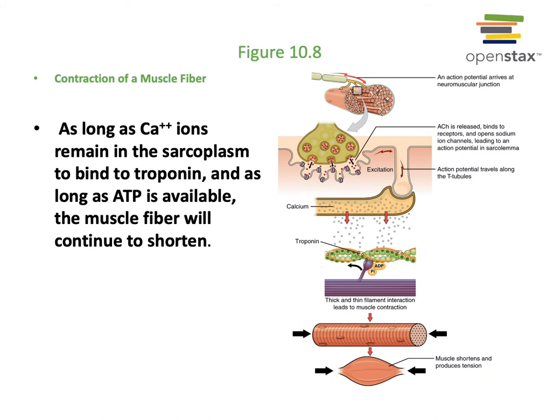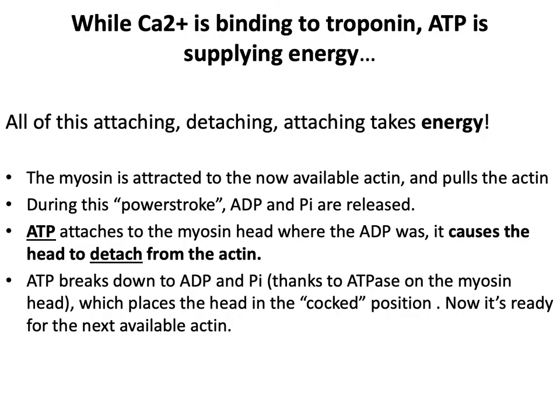So, let's say that the action potential has stopped. You don't need to contract, so your brain says, okay, that's enough contracting. Thank you very much. This is about the ATP. This is really important. That's why it's bolded. ATP attaches to the myosin head, causing the head to detach from actin. So once it attaches, that makes the myosin head let go and go back down to that cocked position.